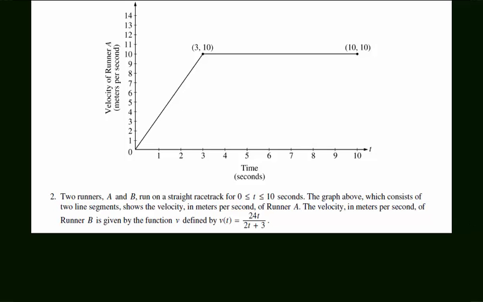The last example, example 3, is actually a real AP question from the year 2000. It was question number 2. In this question, we have two runners. One runner has a velocity described by the graph that you see. The other runner has a velocity described with a formula. I would like you to try this problem in its entirety. Then I'm going to discuss it. Press pause now.